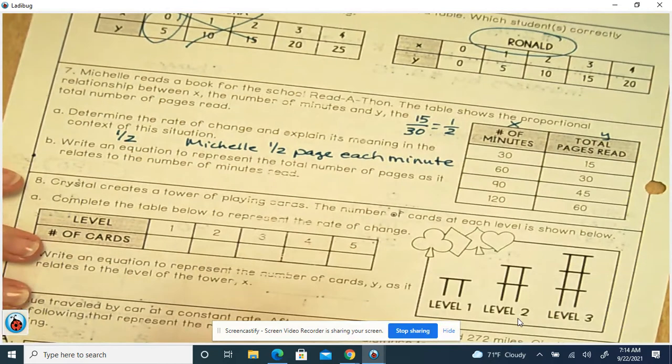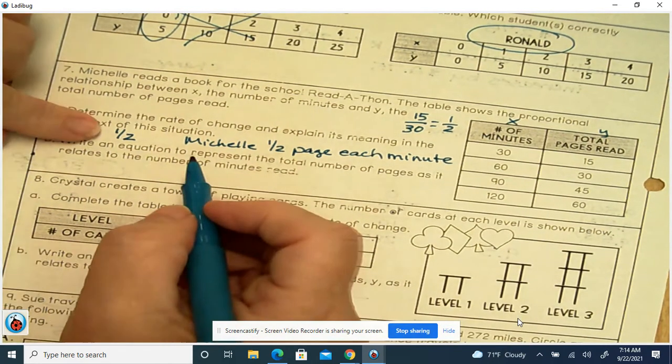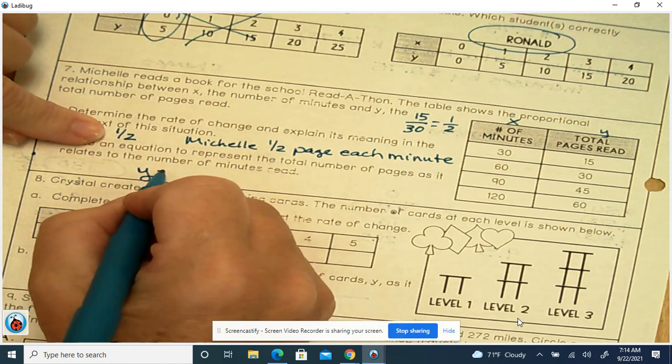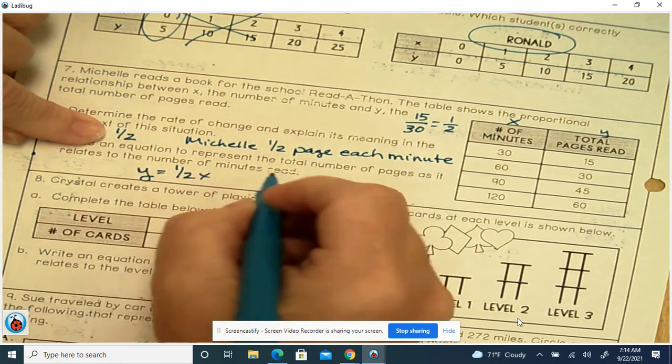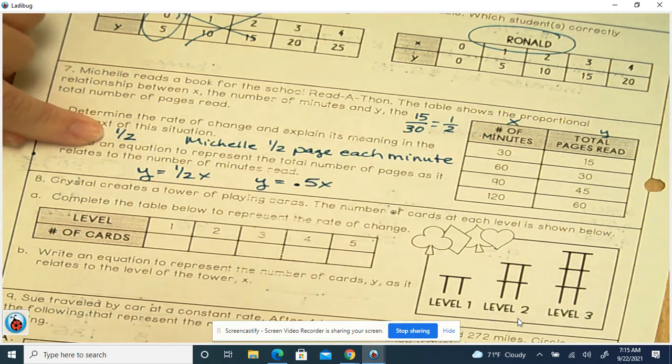Write an equation to represent the total number of pages as it relates to the number of minutes read. Here's our rate of change, which is the same as the constant. So that's going to be 1/2x. Some of you kids might write 0.5x. It's the same thing.